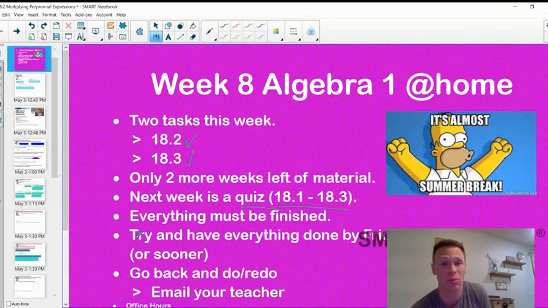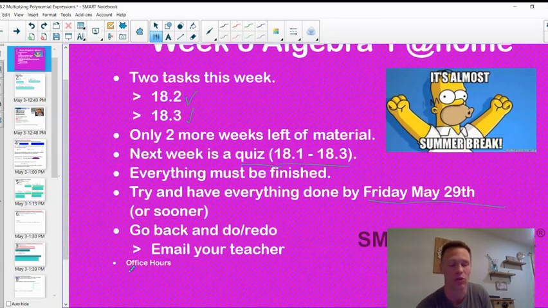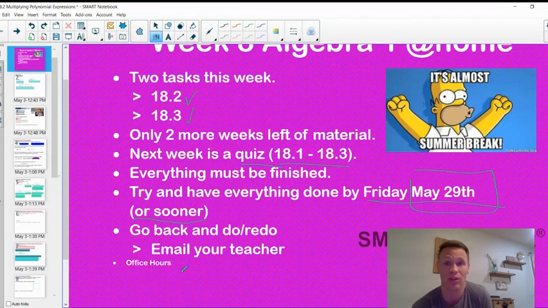If you're trying to catch up with stuff, now is a really good time to ramp up that effort, just so you can catch up and be done with everything. Everything must be finished, and we want to make sure that we're done by Friday, May 29th. So if you have things to catch up on, please do that. The sooner you get that stuff done, the sooner you will be done. So for instance, you don't have to wait to Friday, May 29th to get your stuff done. You can get it done sooner if you like. So just keep that in the back of your mind there as we head on forward.